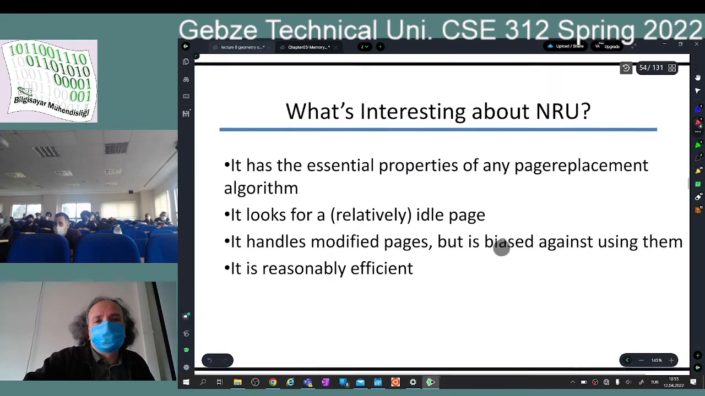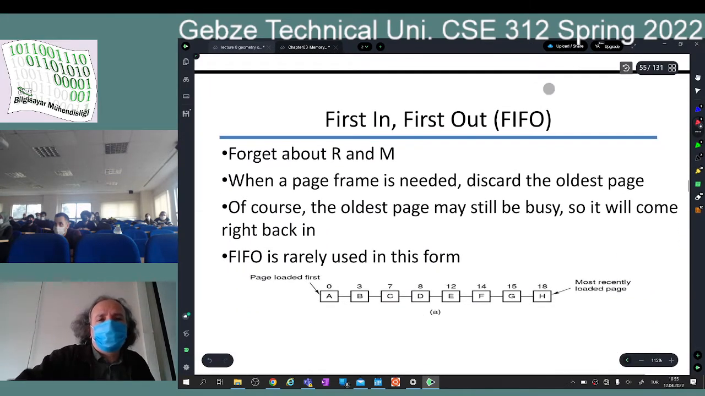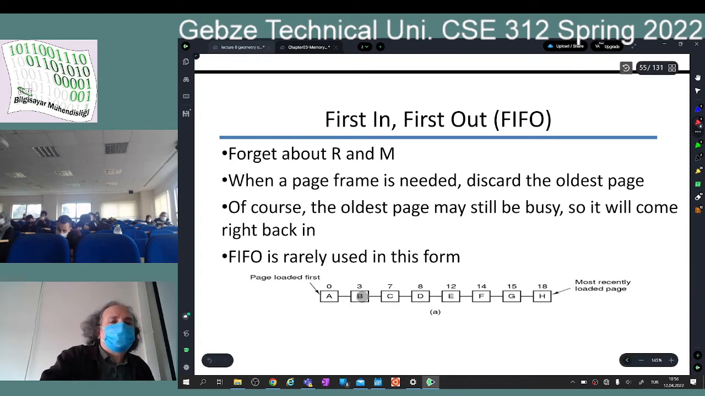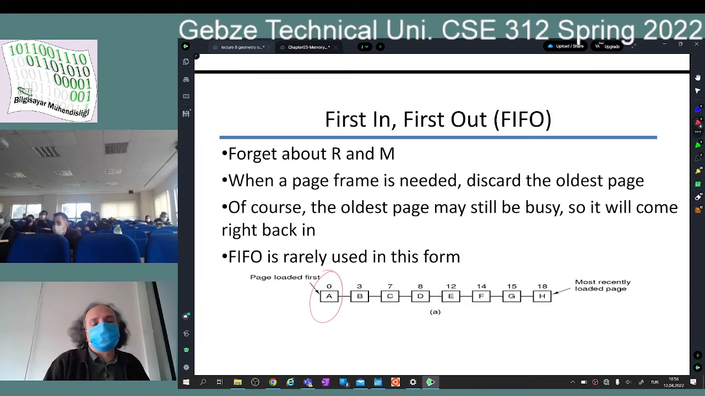Okay. Why don't we keep a FIFO to keep our pages in an ordered list like that? First in, first out. So whoever is loaded from the disk will be my oldest page, then the next one, then the next one. If I need to replace something, just replace the oldest one. Okay, that's the first in, first out thing.